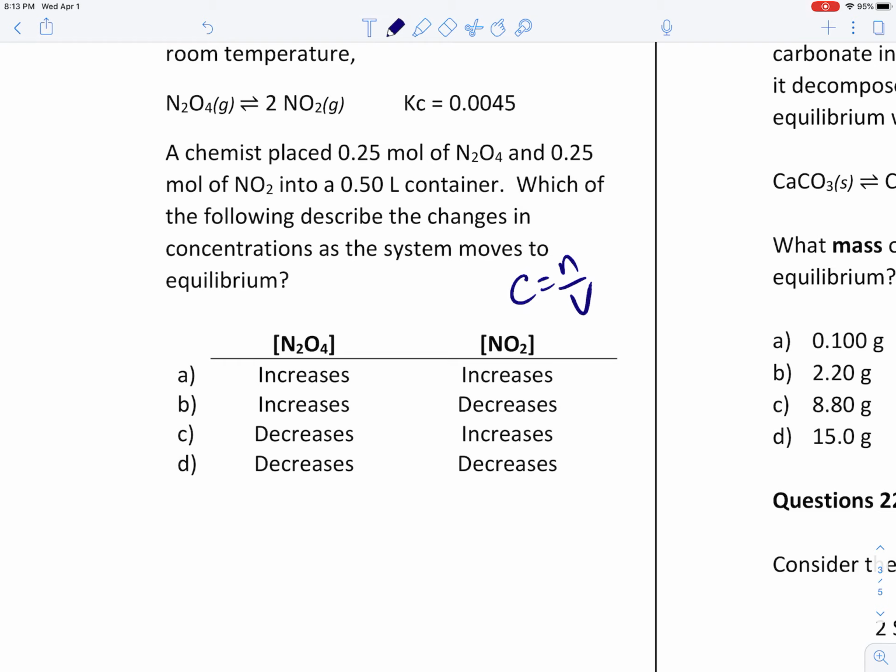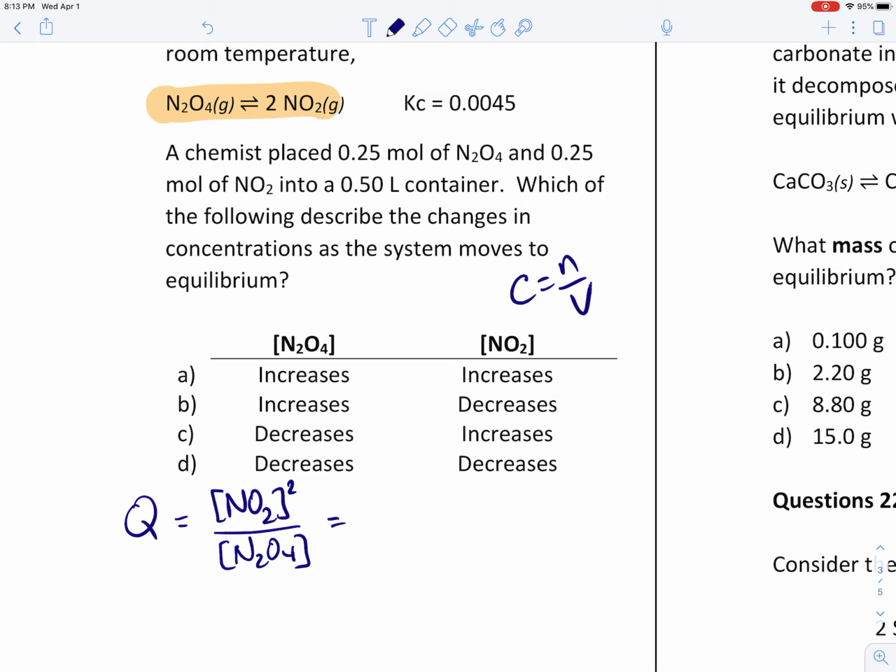So to answer that question, we basically have to decide whether the equilibrium up above shifts in the forward direction or shifts in the reverse direction. And to do that, we need to calculate the reaction quotient, Q. Q is calculated the same way as Kc, so concentration of NO2 squared over concentration of N2O4, but the difference is that for Q, we can put any concentrations into the expression, not just the equilibrium concentrations.